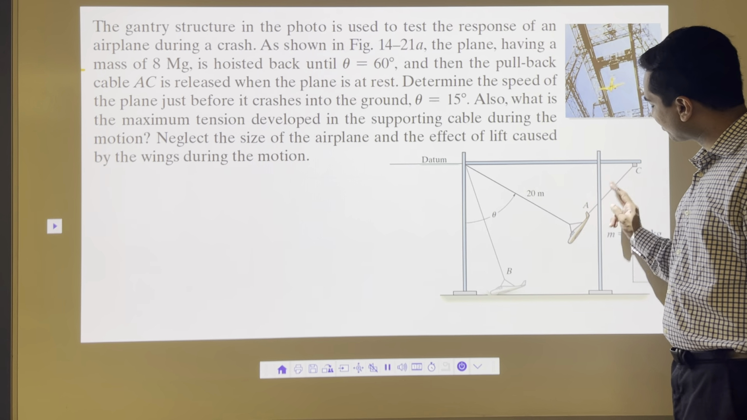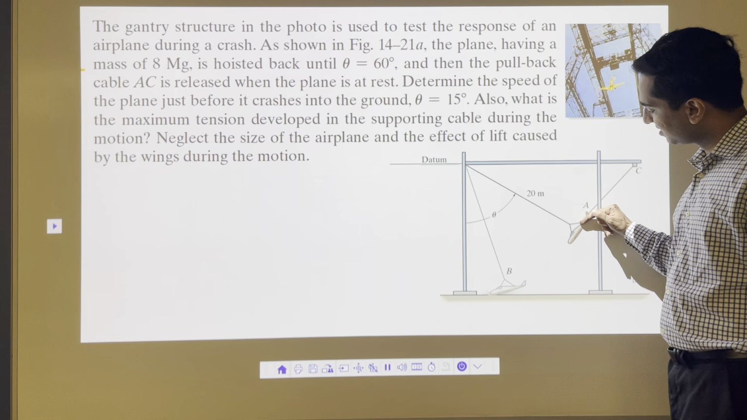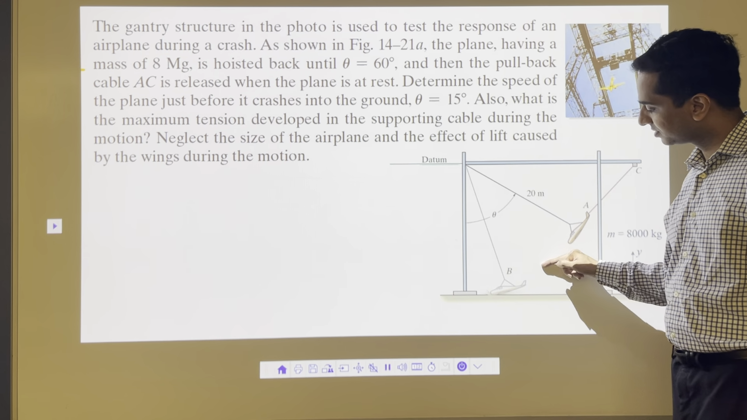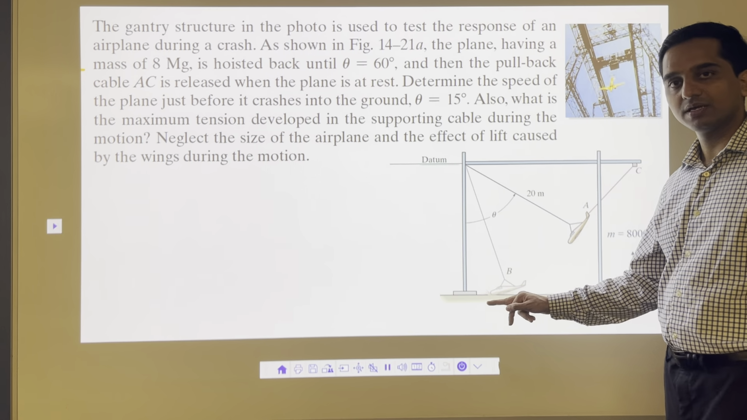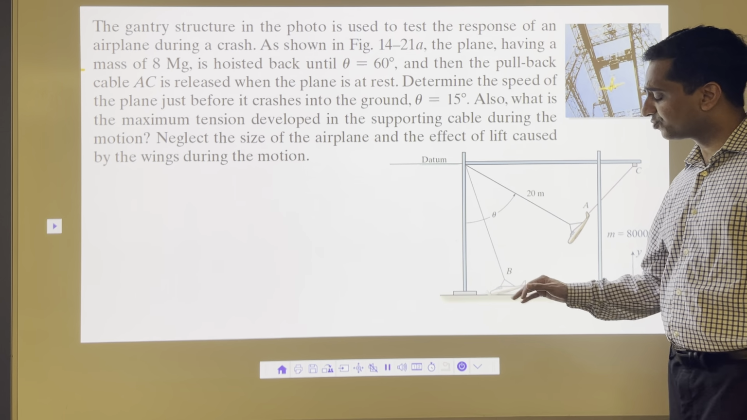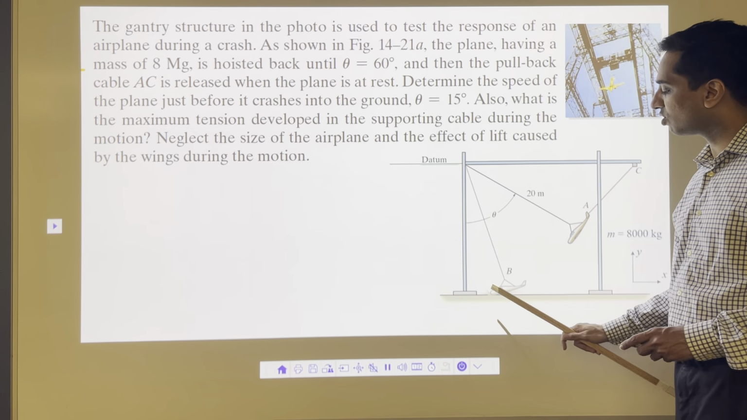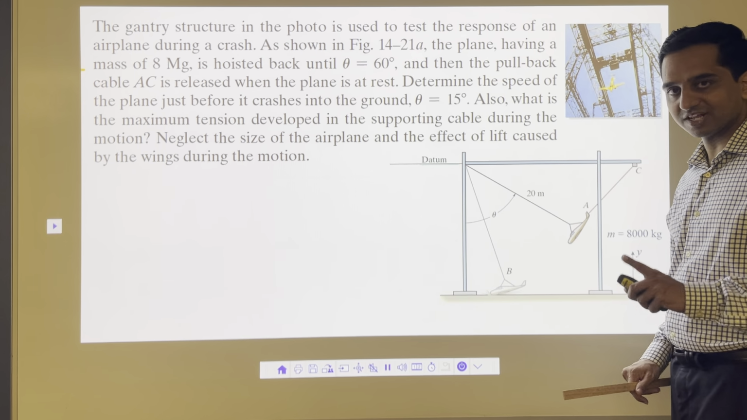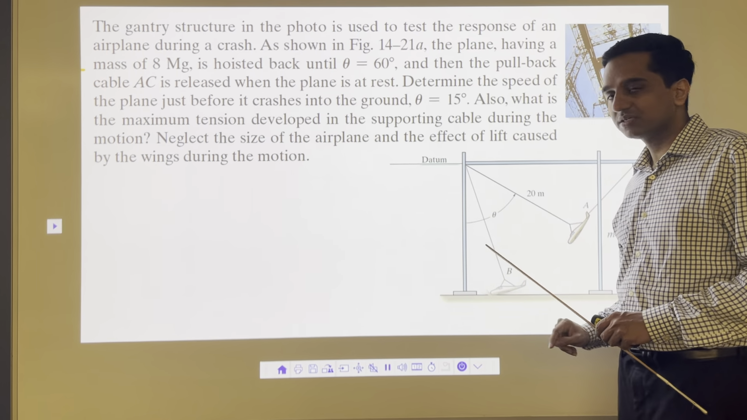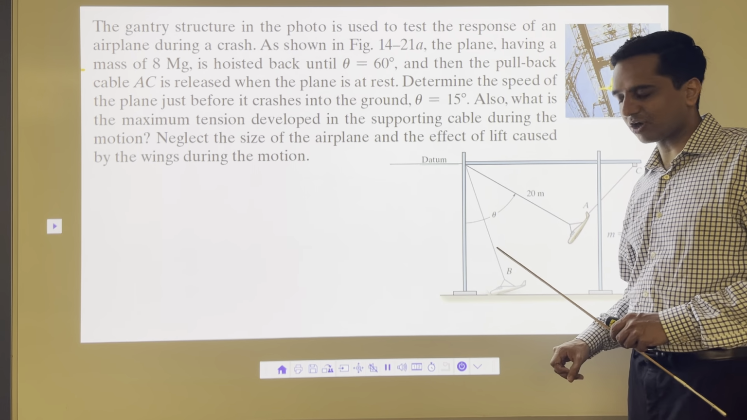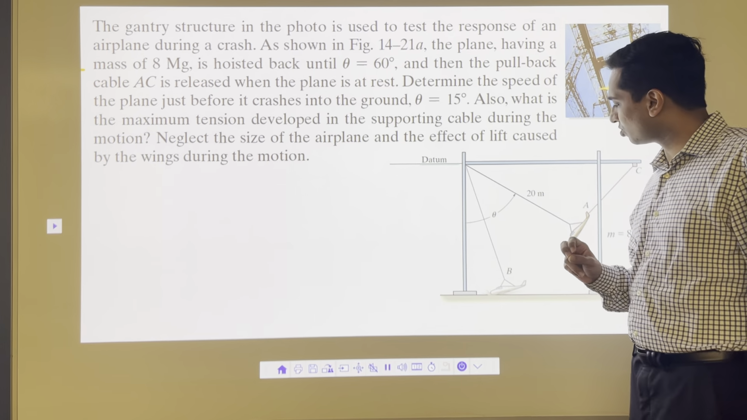I'm going to cut this AC, and if I do that, this is going to swing down, and once it swings down, it is going to come here and crash here. In this problem, we want to find out the velocity at this point. That's the first part, and the second part we want to find out is the tension in the rope when it is at highest velocity. So these are the two things we want to do here.